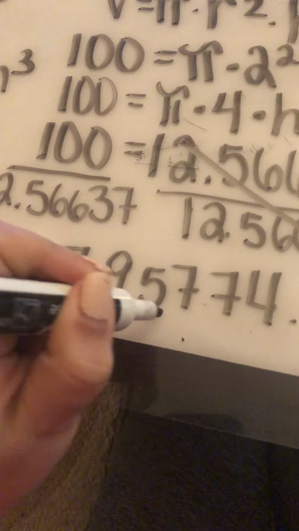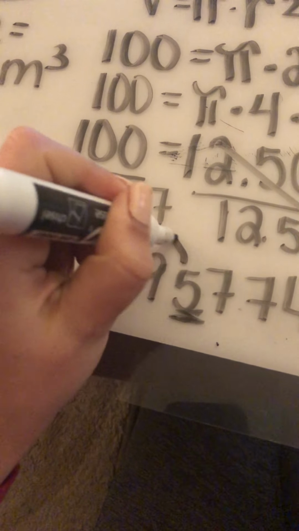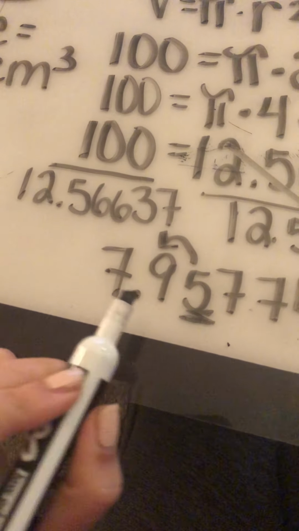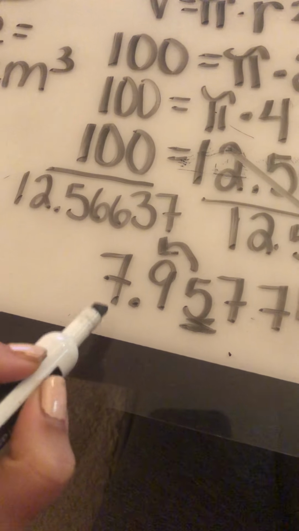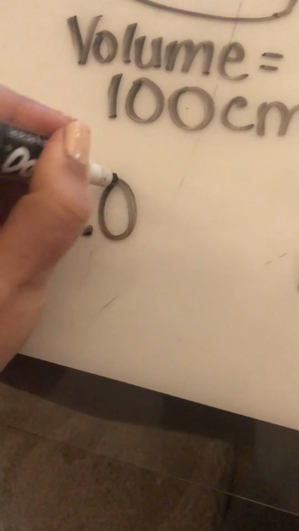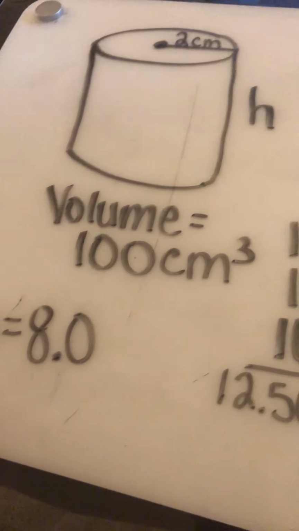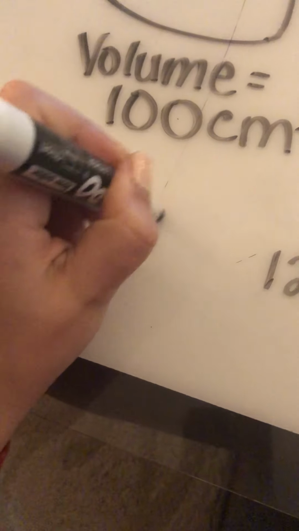H equals, rounding to the nearest tenth, the 5 in the hundredths place. That would tell my 9 to go up, but when that happens, actually our ones place value goes up. So my final answer is going to be 8.0. We were in centimeters, so centimeters.